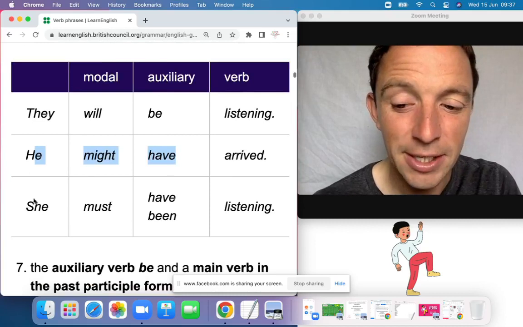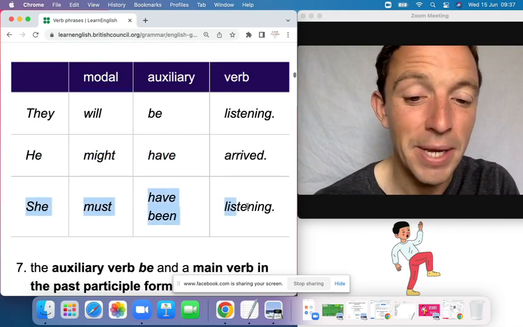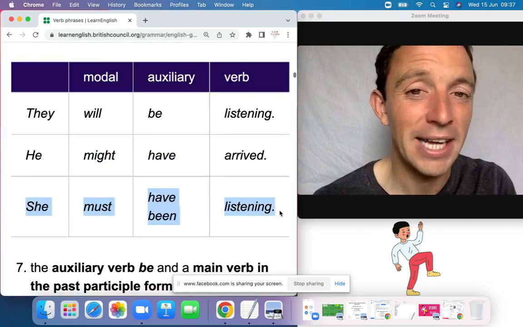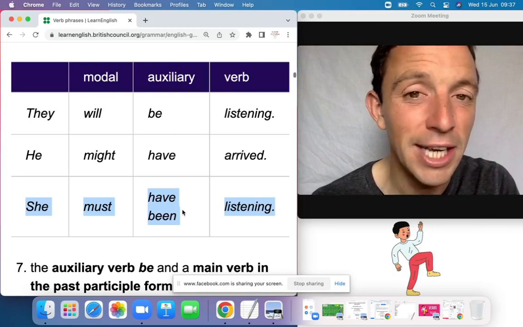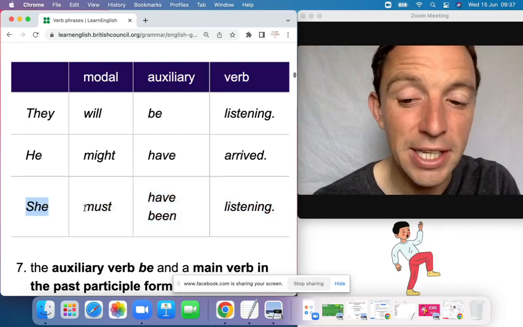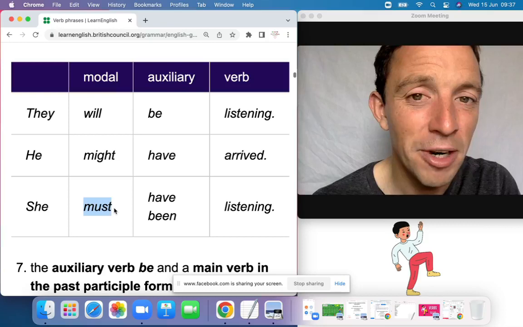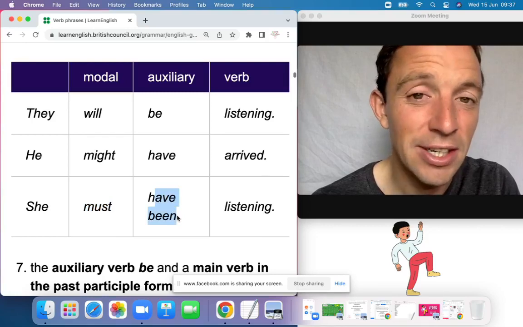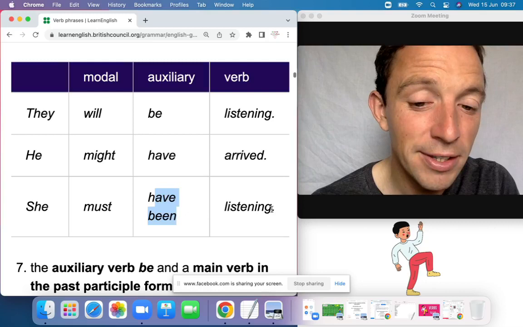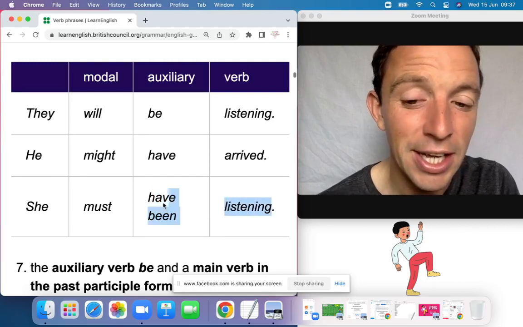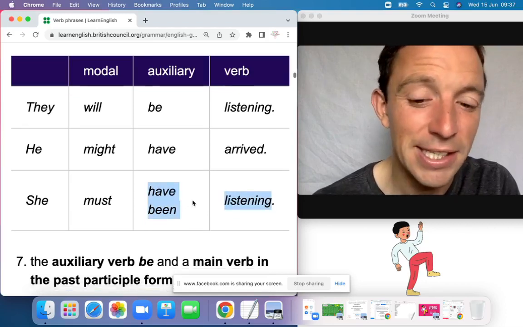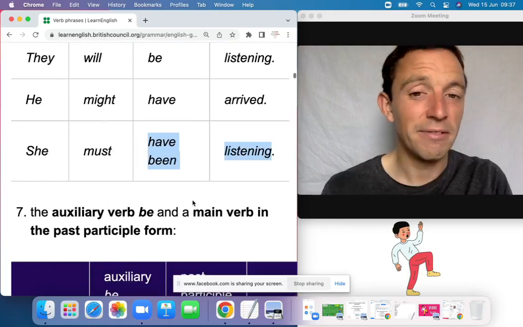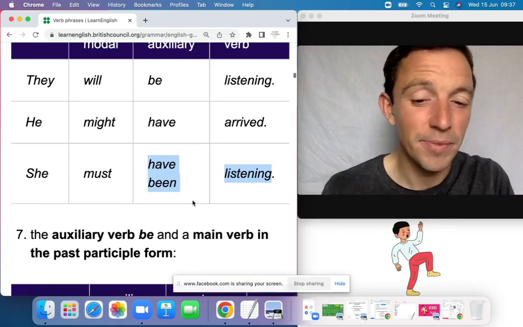Okay, next. She must have been listening. Very, very complicated structure, but very important, very good English. She is the subject, must is the modal verb, obligation, there is no doubt. Have been is considered the auxiliary verb before the main part of the verb in the ing. Have been listening, so she must have been listening. That's very, very difficult, but very important structures.